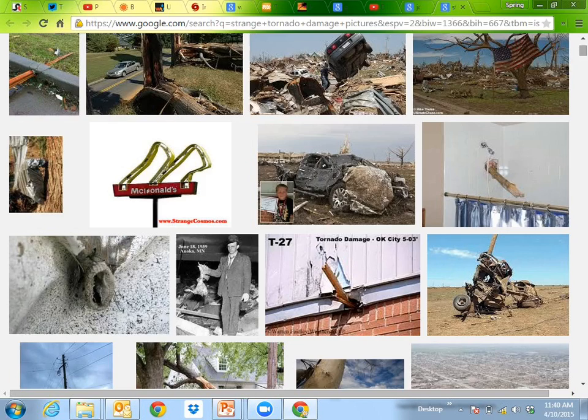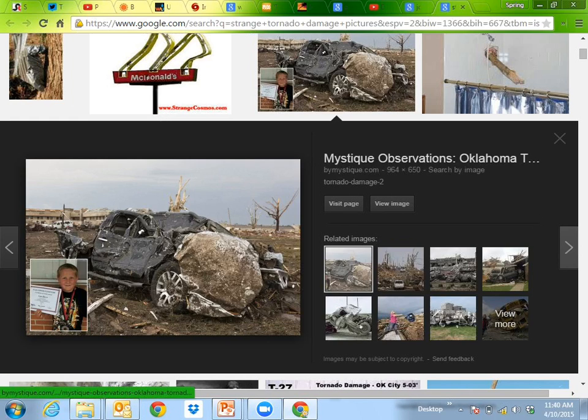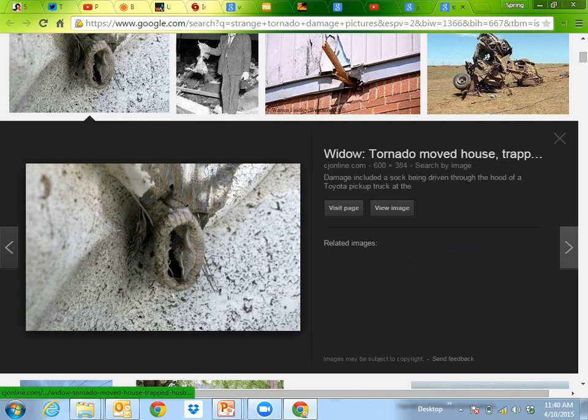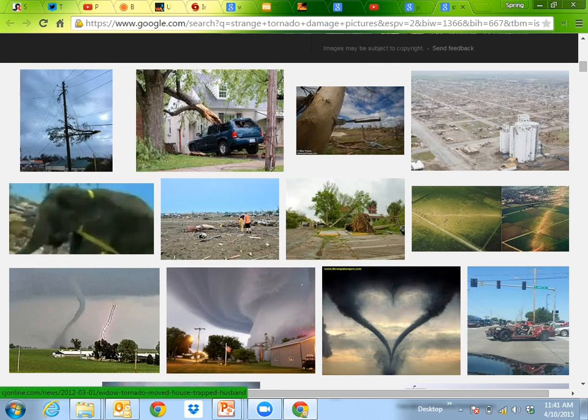This one? Tornado did that. You're like, really? Tornado. Don't they tell you if you're in a basement to get in your shower? I'm not sure that works. Yeah, yeah. And this, if you read the caption, it says damage included a sock being driven through the hood of a Toyota pickup truck. You're like, really? That's pretty, almost looks photoshopped.